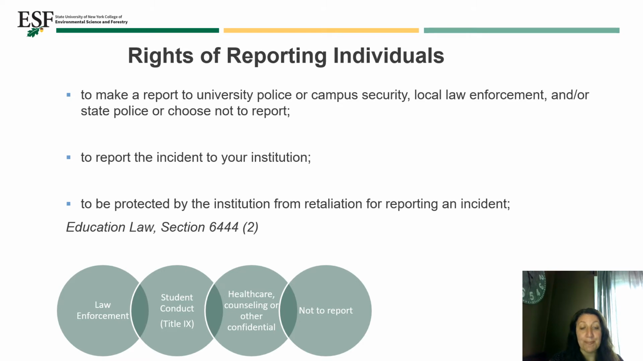So as you can see from the chart below, the first step could be law enforcement. Second, possibly student conduct if it goes that route. Healthcare, counseling, or other confidential supports and resources. Or of course, you can go the route of not reporting at all.